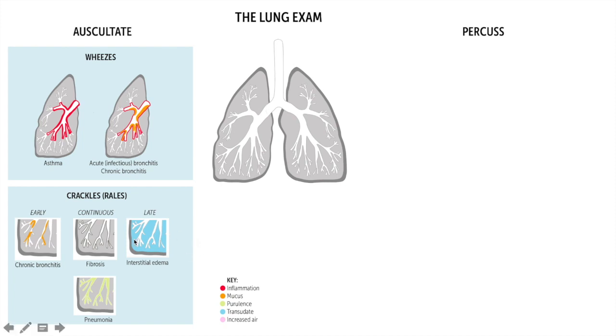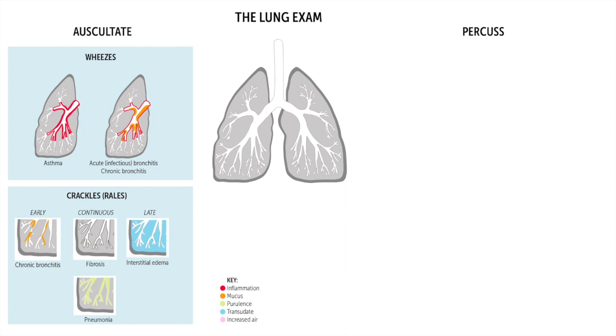Then with fibrosis or interstitial edema, it's instead either really scarred down fibrotic lung tissue surrounding the alveoli that pop open during inspiration, or with interstitial edema, swollen or edematous lung parenchyma popping open during inspiration.